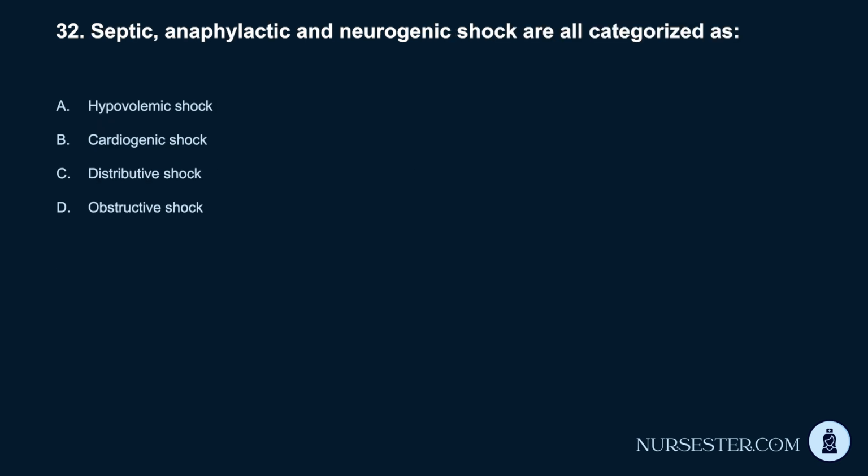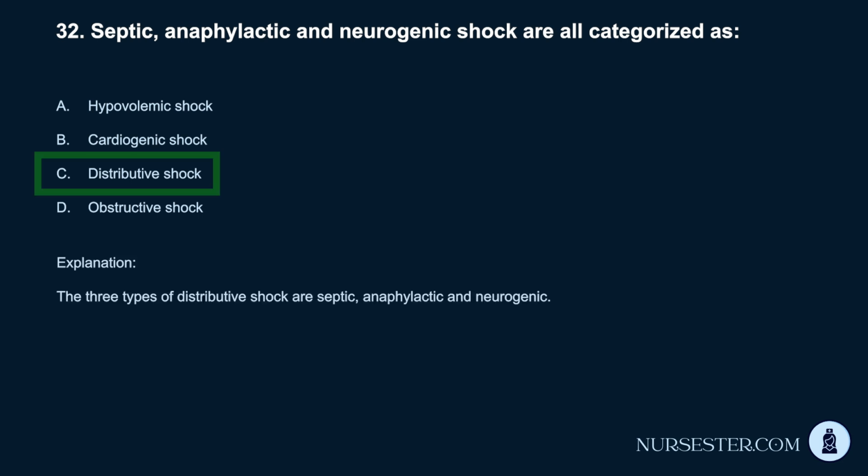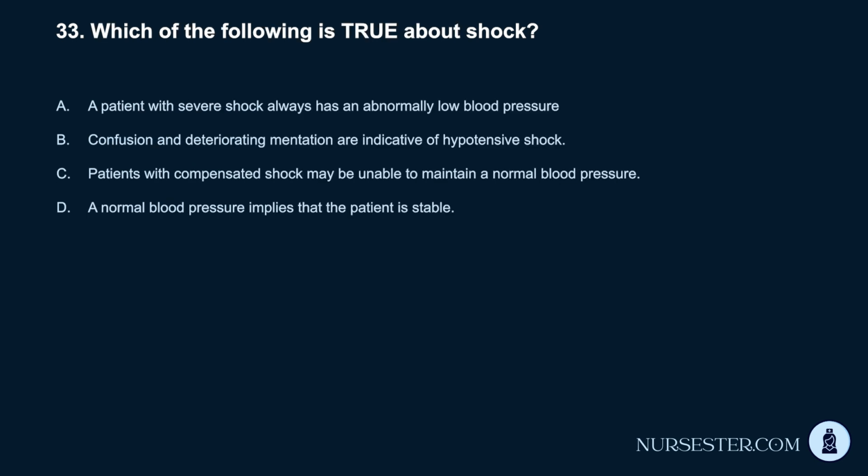32. Septic, anaphylactic and neurogenic shock are all categorized as A. Hypovolemic shock. B. Cardiogenic shock. C. Distributive shock. D. Obstructive shock. Correct answer, C. Distributive shock. The three types of distributive shock are septic, anaphylactic, and neurogenic.